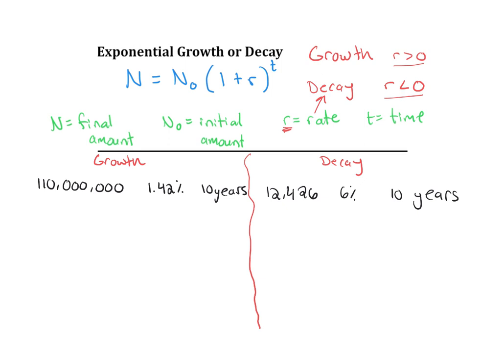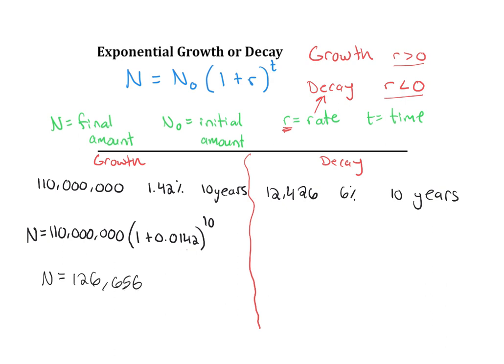Okay, so we're going to look at two scenarios. One, a population that is growing. It starts with 110 million, it's growing at 1.42% annually, and this is going on for 10 years. So how much is the population in 10 years? Just plug in your initial amount, and then 1 plus your percent as a decimal, to the power of 10. You plug that in your calculator, and you will get that the population at the end of 10 years is about 126,656,869 people.